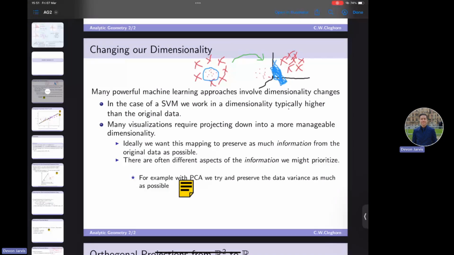In the case of support vector machines, you work in a dimensionality typically higher than the original data. The idea there is that data is not always separable, but if you blow it up into an extremely high dimensional space, those minor variations in the values in those dimensions will then allow you to separate it out. This has become very topical for transformer models and things like that.